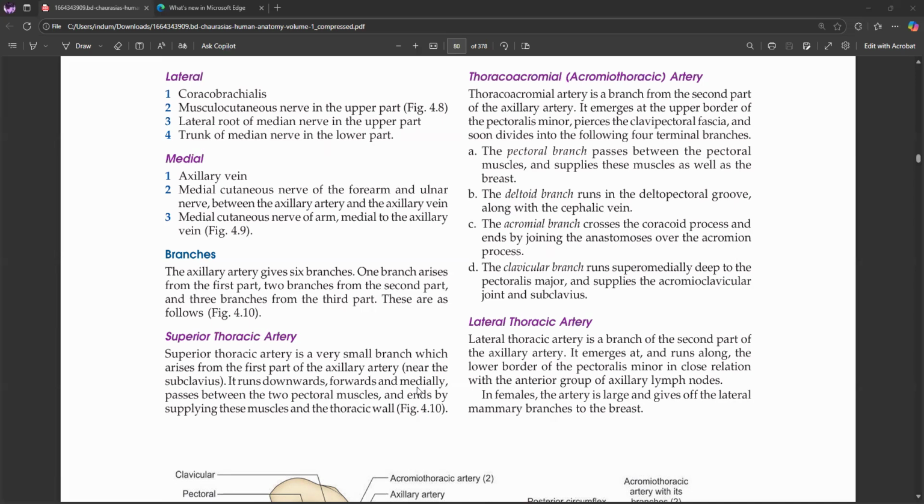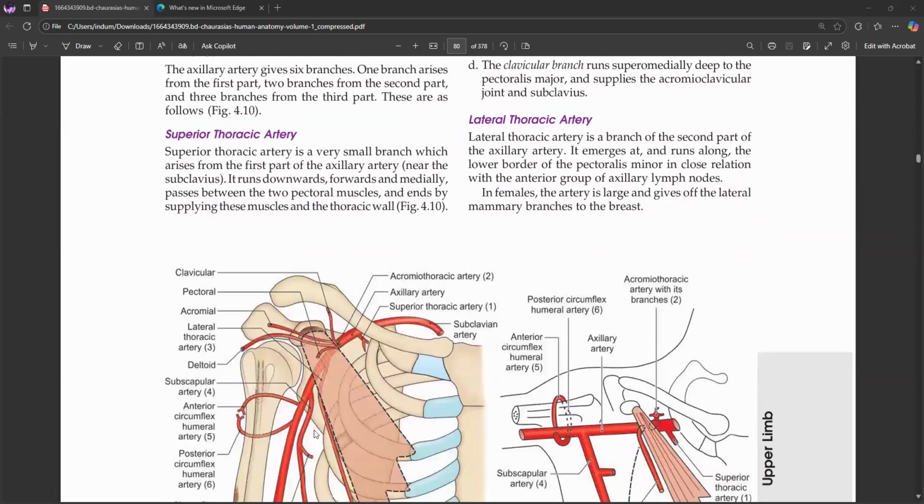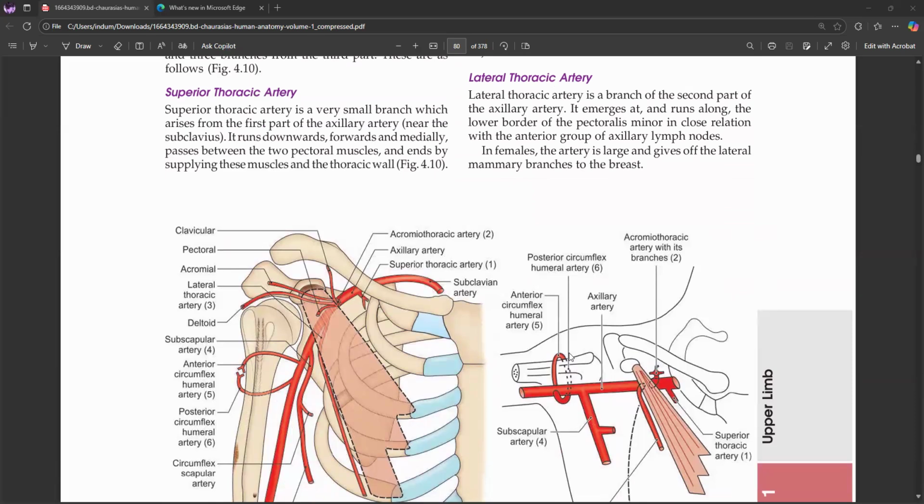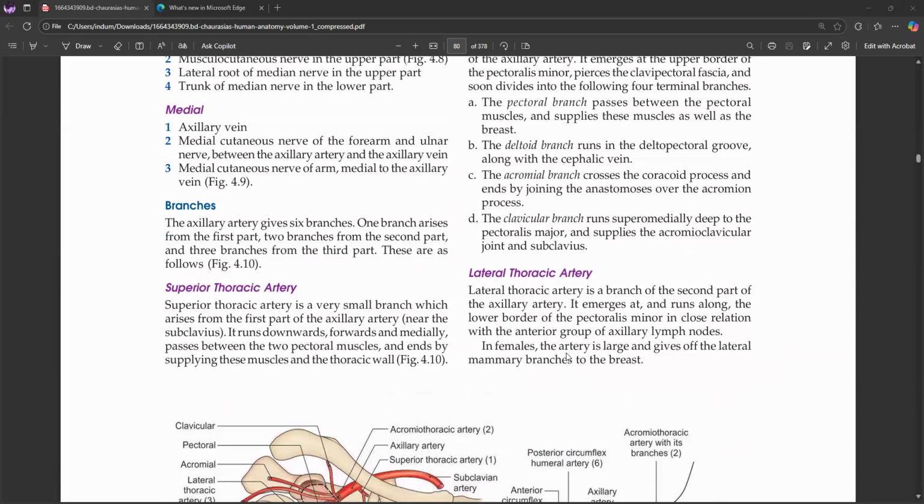The superior thoracic artery is a very small branch which arises from the first part of the axillary artery near the subclavius. It runs downwards, forwards, and medially, passes between the 2 pectoral muscles, and ends by supplying these muscles and the thoracic wall, figure 4.10.